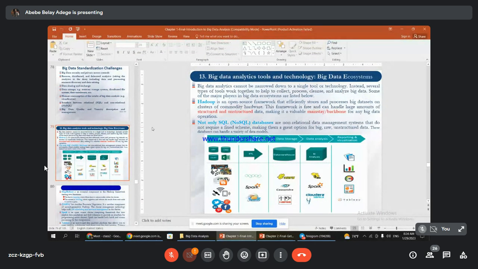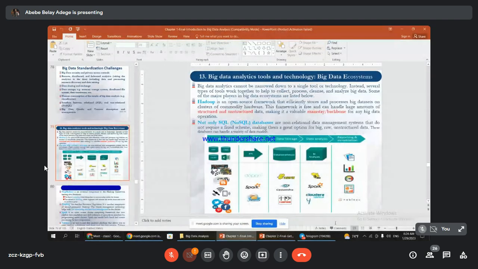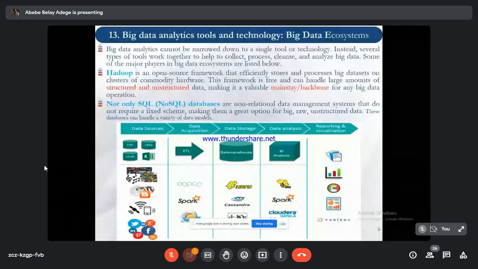And there are also a variety of components that may be used for big data applications. Of course, Hadoop is the backbone, the mainstay component of big data processing, because all of the data from the real environment or from historical data is stored in Hadoop. And the other component is not only SQL.